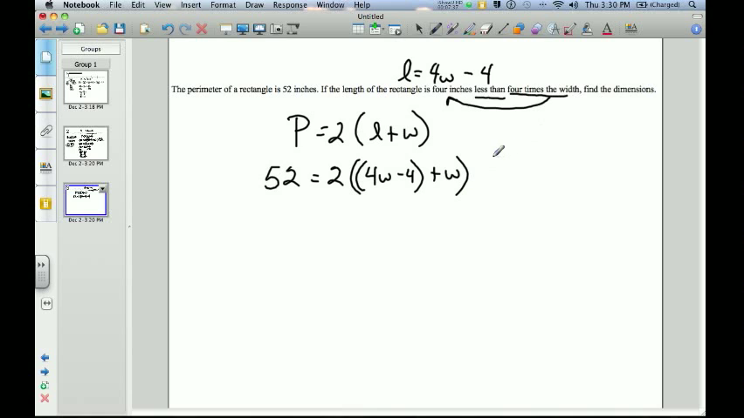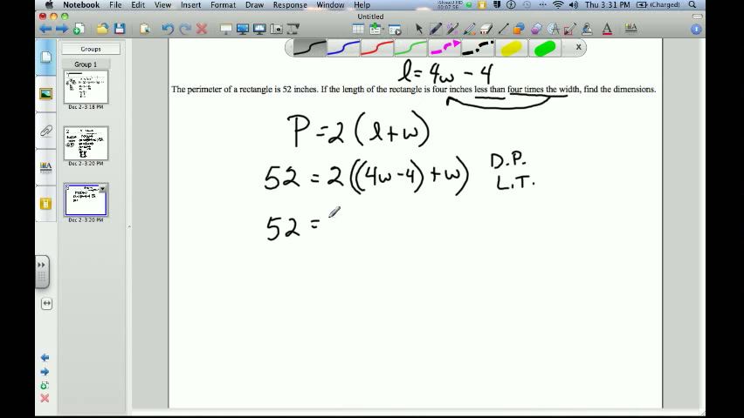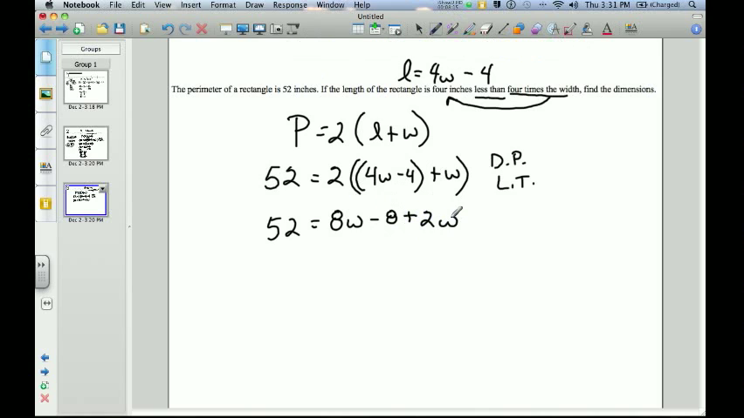Now this one I'm going to do a different way. I'm going to do distributive property first, and then we'll do like terms second, just so you can see the difference between the two. So I have 52 equals 2. Oh, we're going to do distributive property, so let's get rid of that. We're going to go 2 times 4, which is 8w, 2 times a negative 4, which is a negative 8. And we're going to take our 2 times just a w, and that's going to give us 2w.